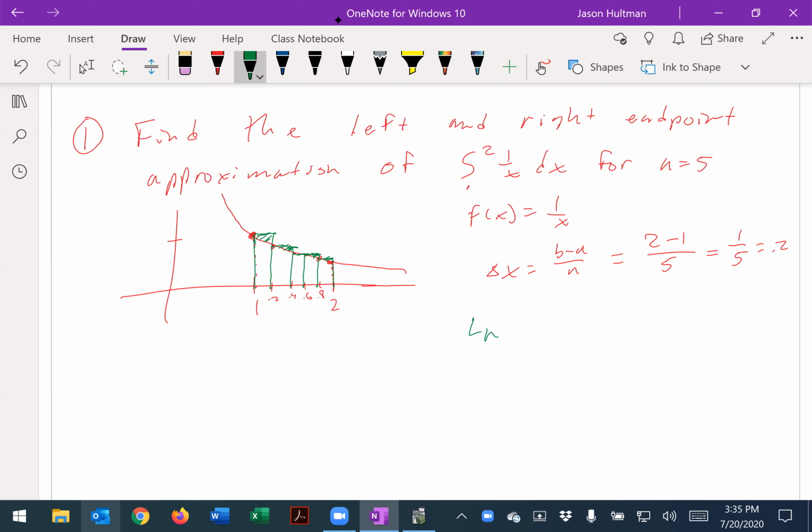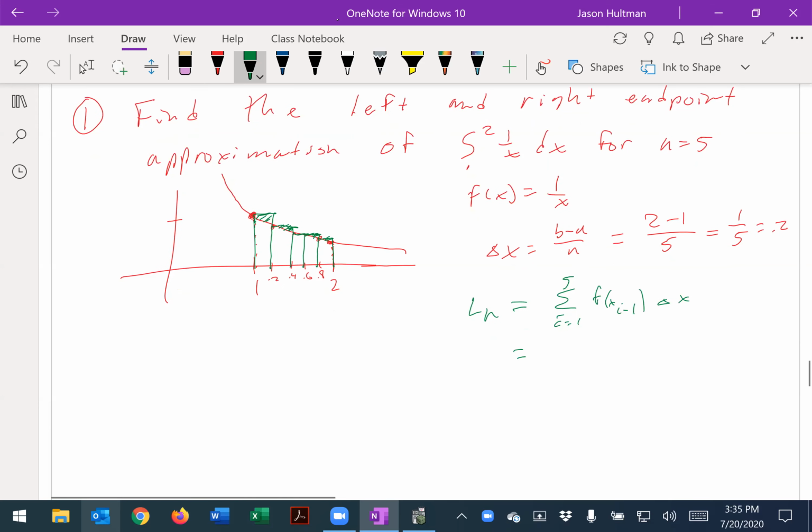Okay, so Ln is equal to the summation of i equals 1 to 5 of f of x sub i minus 1 times delta x. Let's look at what this one is. What I'd like to do is get these values. I'd like to get my f of x as well.